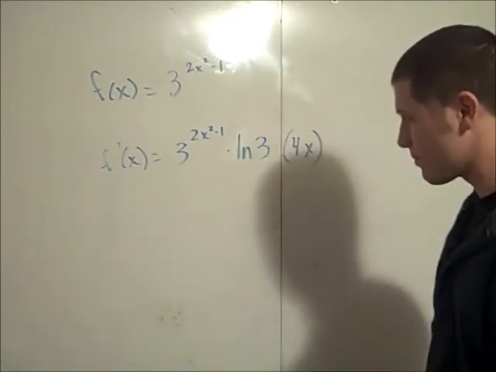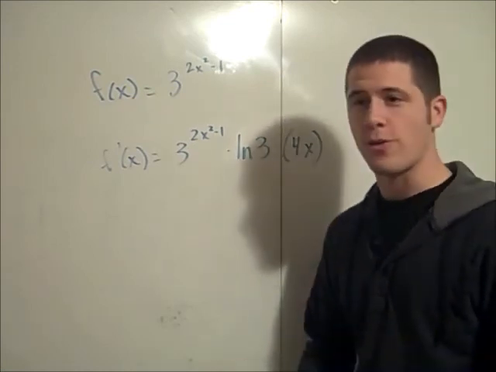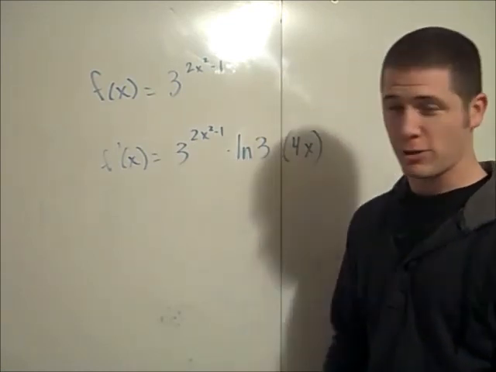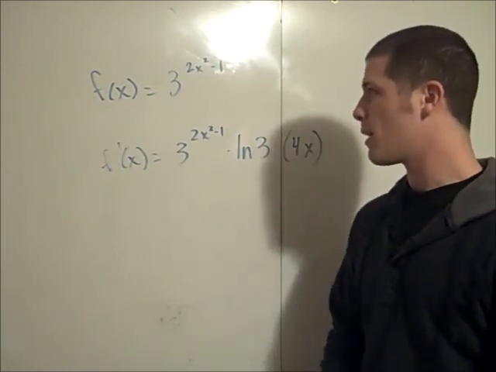That's it. All right, so there's a proof of why the derivative of an exponential is just the exponential times the log of the base, and a couple of examples.